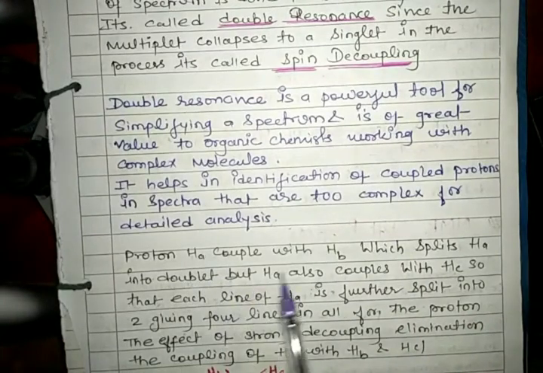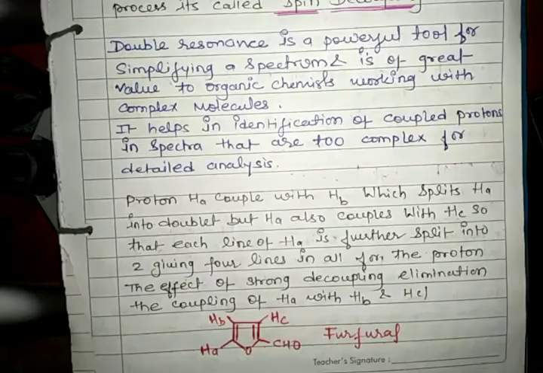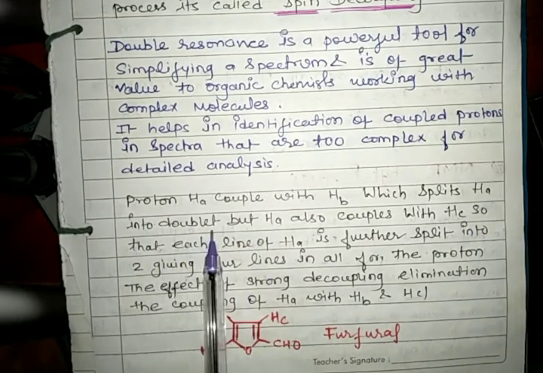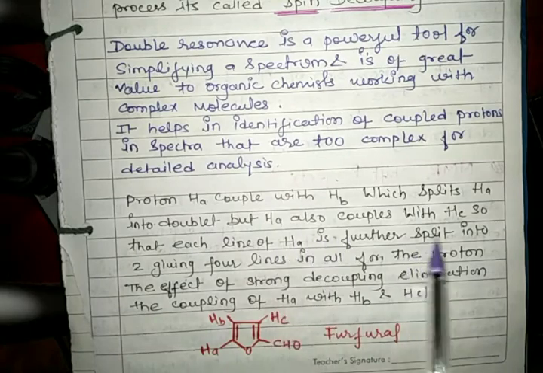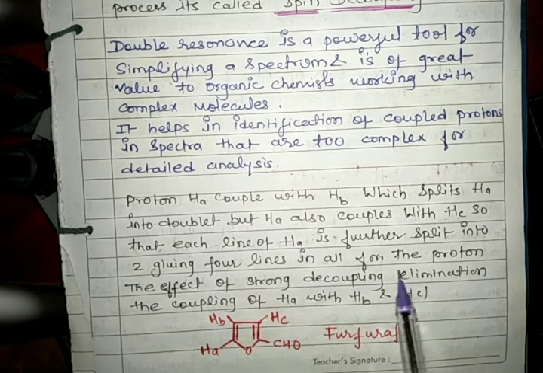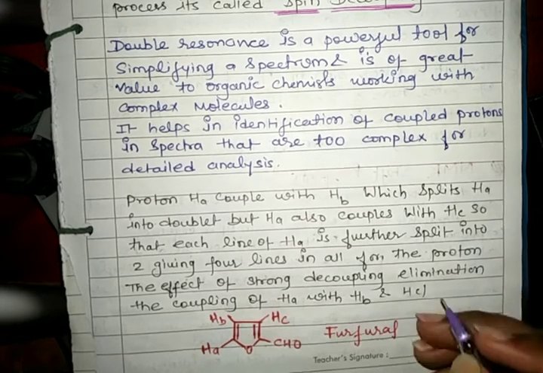Proton Ha is coupled with Hb in the given example, which splits Ha into a doublet, but Ha also couples with Hc so that each line of Ha is further split into two, giving four lines in all for the proton. The effect of strong decoupling is the elimination of the coupling of Ha with Hb and Hc.